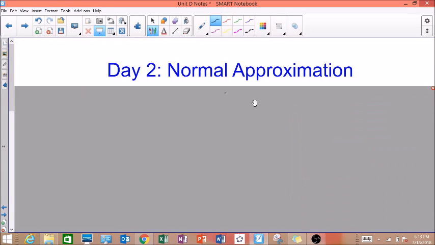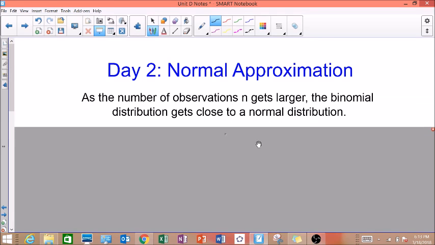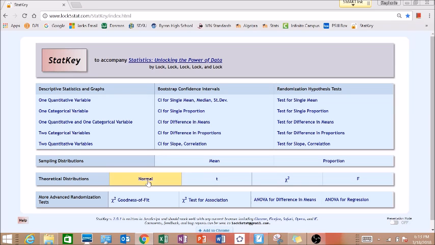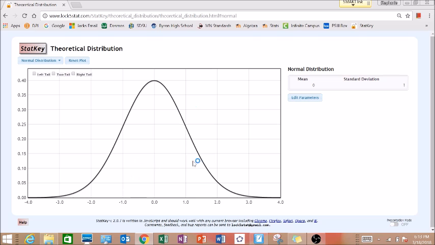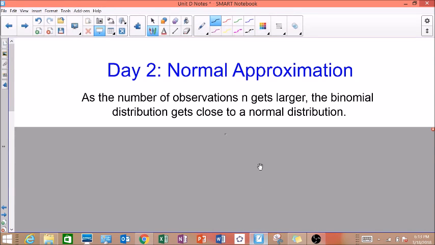So in this section, we will be using the normal curve to approximate binomial distributions. But we can only do this when we have a large number of observations. As the number of observations n gets larger, the binomial distribution gets close to a normal distribution. And this is important because remember on StatKey, we had this normal distribution here. We can actually use this curve to find probabilities versus using our calculators to do this.